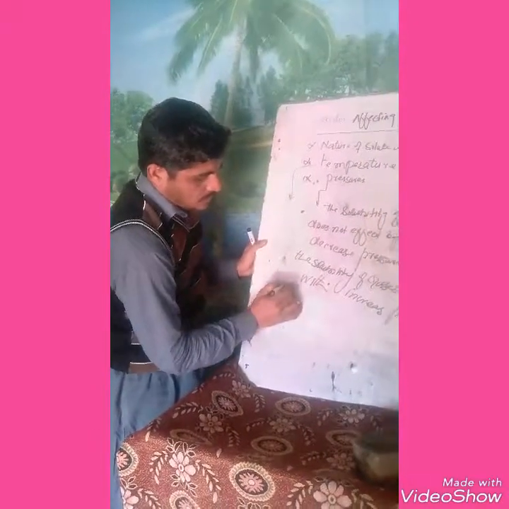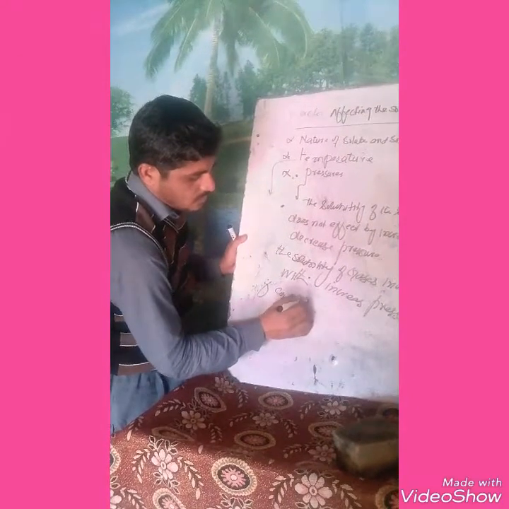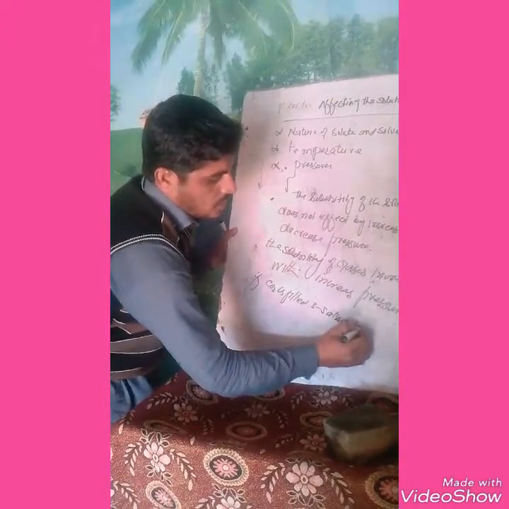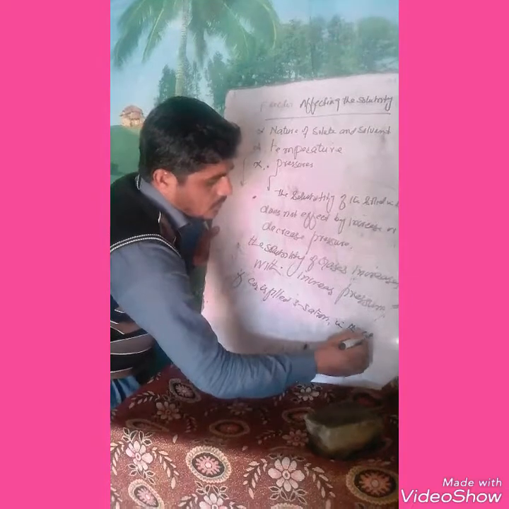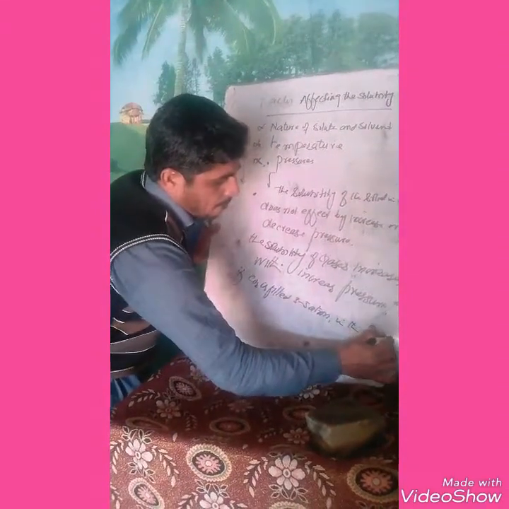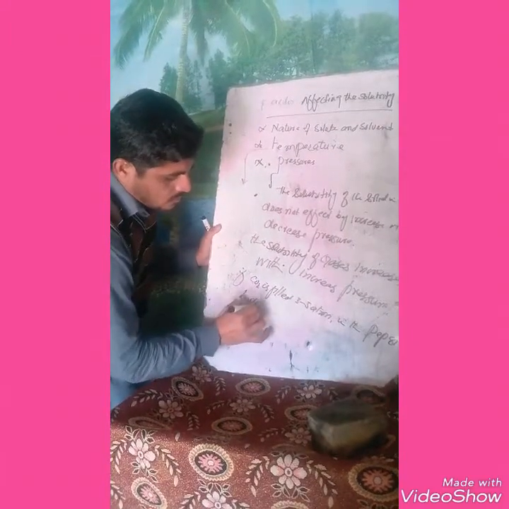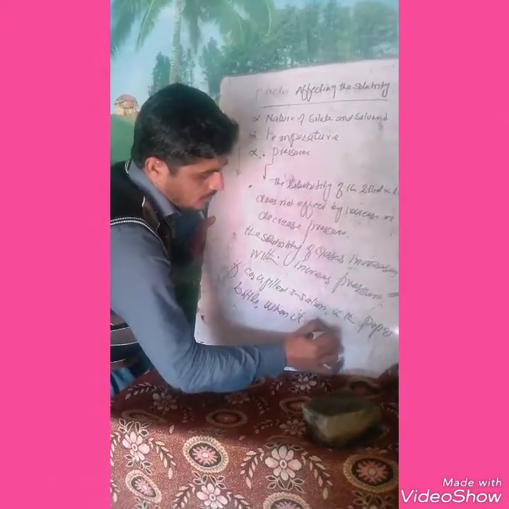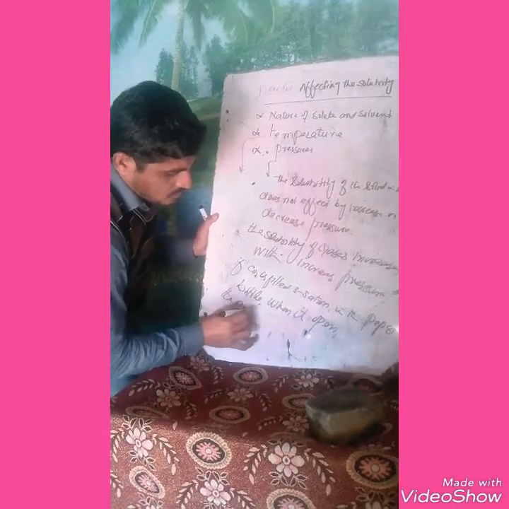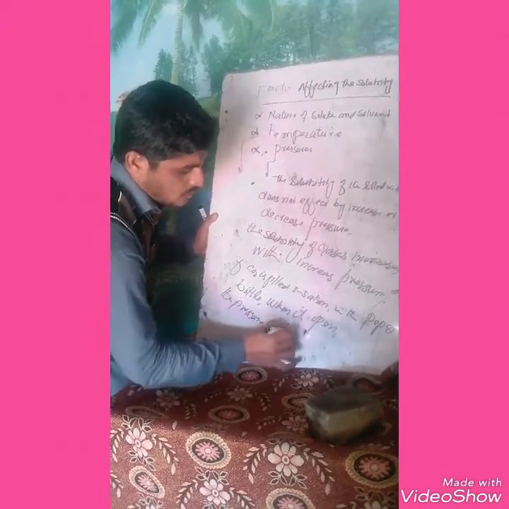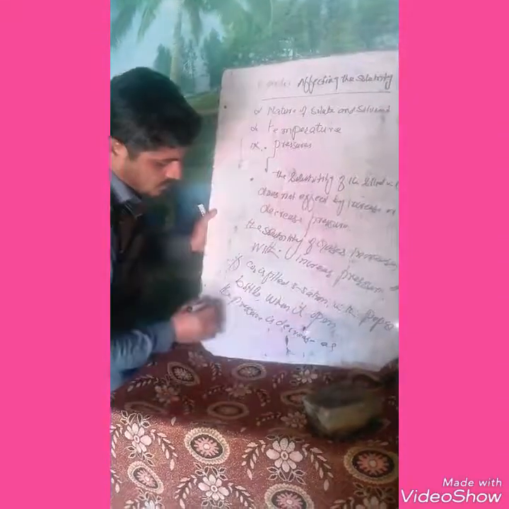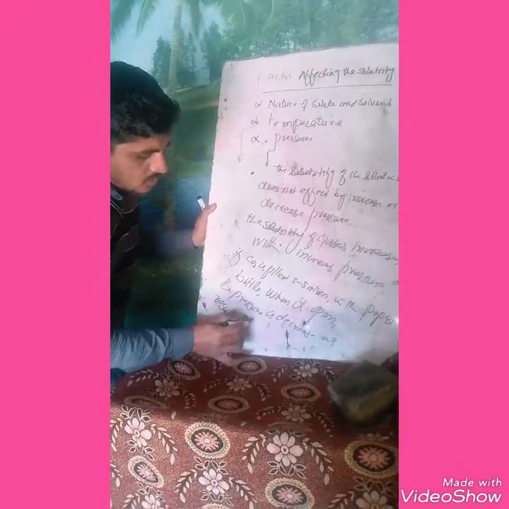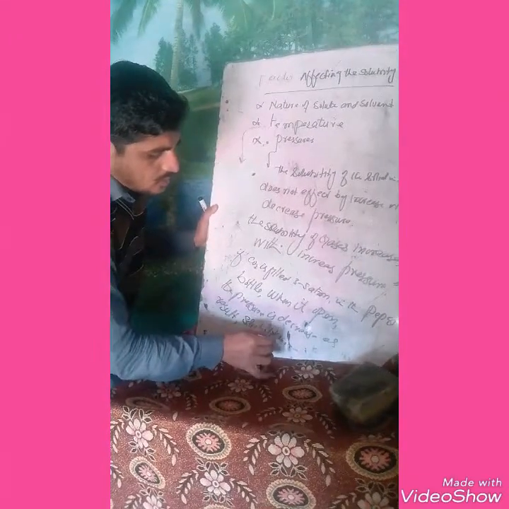For example, if CO2 is filled at 3 to 5 atmospheric pressures in a cola, in a Pepsi bottle, when it is opened, the pressure decreases. As a result, solubility also decreases.